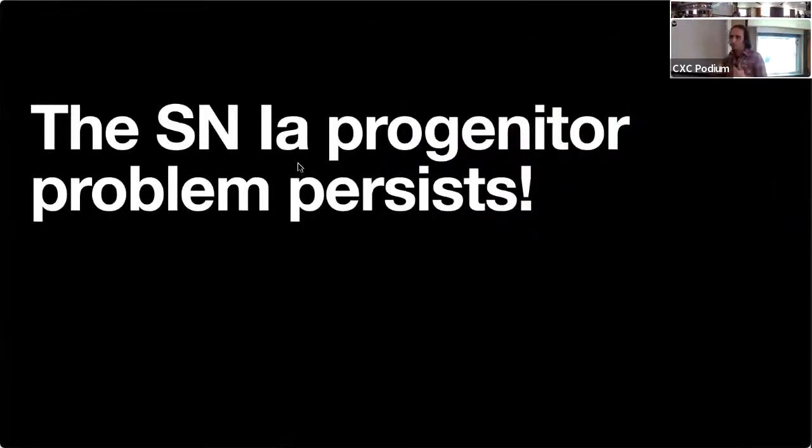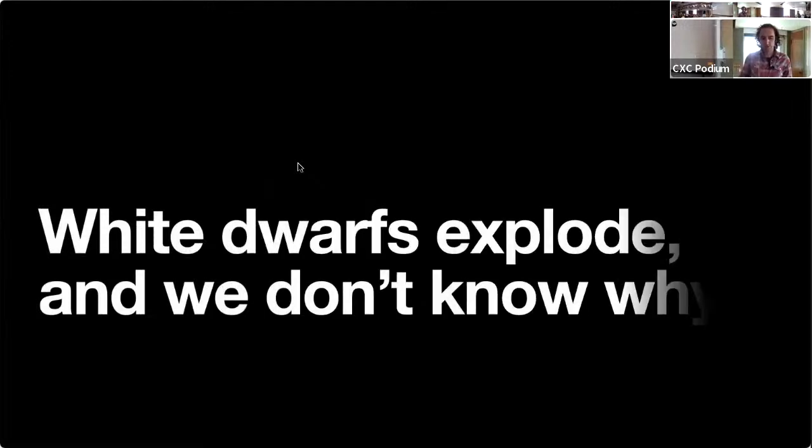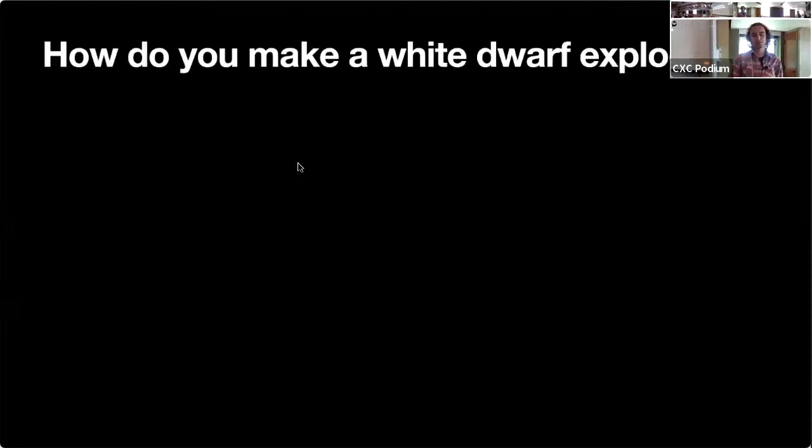So we've heard many times over the last couple of days, the type Ia progenitor problem persists. In other words, white dwarfs explode and we don't know why. We understand that they come from the explosions of carbon-oxygen white dwarfs, but that's about where our understanding ends. We have many progenitor scenarios, and we are doing our best to try to disambiguate between them.